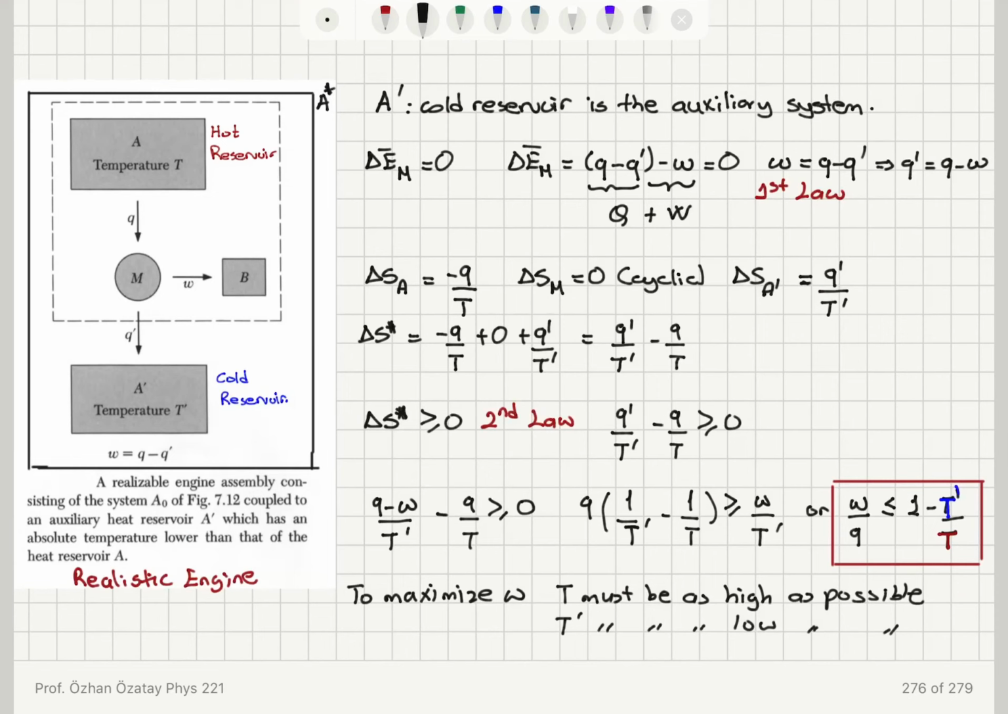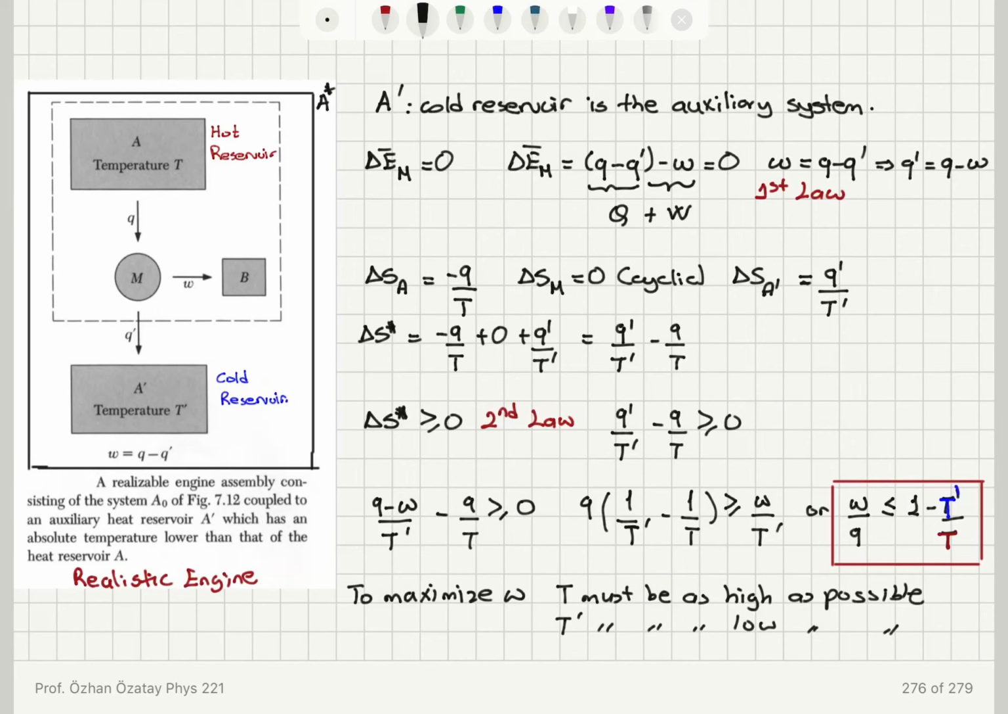If we use the principle of entropy compensation to introduce an auxiliary system, A prime, that's the cold reservoir at temperature T prime, which also absorbs an amount of heat Q prime from the engine, we see that using energy conservation, because we have no internal energy change in the engine, W must be equal to Q minus Q prime. The entropy change in the hot reservoir is again minus Q over T. In the cold reservoir it is plus Q prime over T prime. The total entropy change, Q prime over T prime minus Q over T, must be greater than or equal to 0, which boils down to the condition that the work output divided by the amount of heat absorbed from the hot reservoir is less than or equal to 1 minus T prime over T.